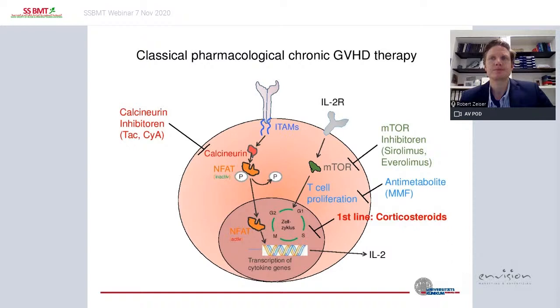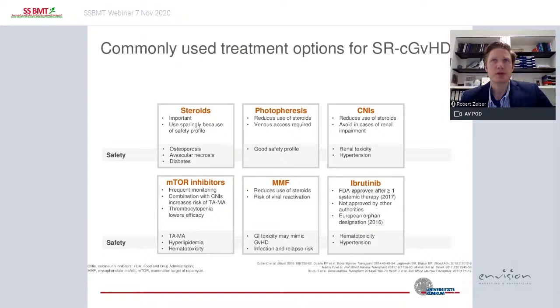So what are the commonly used treatment options for steroid refractory chronic graft-versus-host disease? Here, steroids, as I said, are important. The safety, however, is a real problem. Osteoporosis, avascular necrosis, diabetes, high blood pressure, many, many side effects when they are given for a longer period of time. Photopheresis has a good safety profile, in contrast, none of those mentioned side effects.